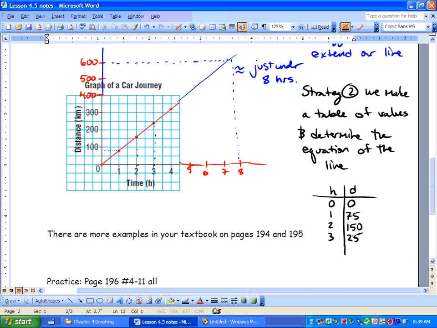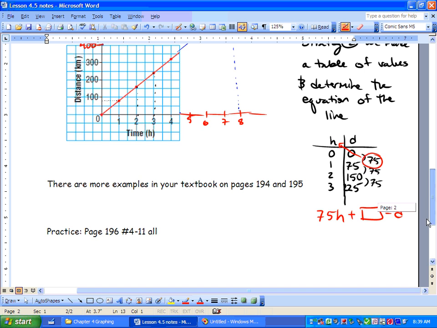So it looks like we're going up by 75s here. We're going up by 75, up by 75, up by 75, and this is an estimation. So we follow the rules again. When we make an equation, we use the difference of our dependent variable. We circle it. We're going to multiply by our h. 75h plus something equals the distance.